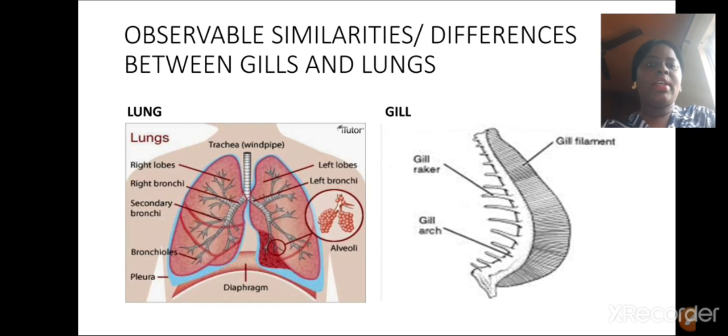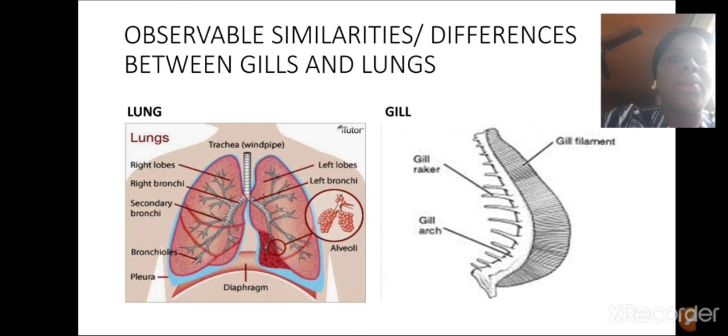Okay, let's move on. Now, looking at this, I have a slide on lungs and gills: observable similarities and differences between gills and lungs. I know we are still familiar with this because we learned the respiratory system last week. Looking at the lungs and the gills, we know they are respiratory structures, right? Lungs are found where? In mammals, and the gill is found where? In fish. So we can at least tell where it is gotten from. You could be asked that also.